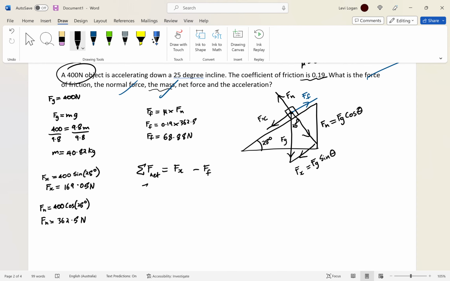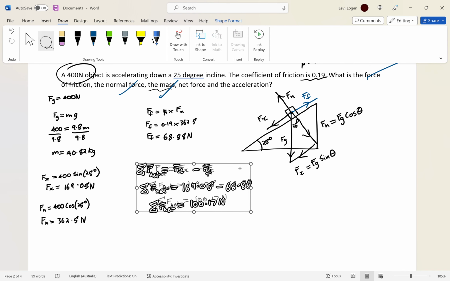Working that out, it's just going to be our force down the incline, which is 169.05, minus the force of friction, which is 68.88. Putting that into our calculator, we can work out the net force down the incline, and we get 100.17 newtons.